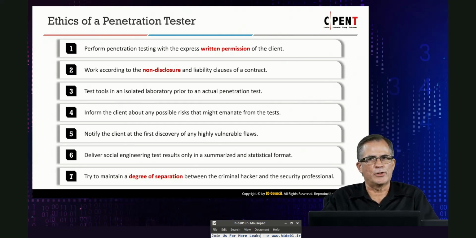Inform the client about any risks that might emanate from the tests. That's important as well. Notify the client at first discovery of any highly vulnerable flaw. So what you normally do there is you have points of contact with the client to contact based on the different things you might see. So if you get a critical vulnerability or anything, you have a list of people you want to contact for that. Do social engineering tests, right? Those types of things, if it's part of your scope.